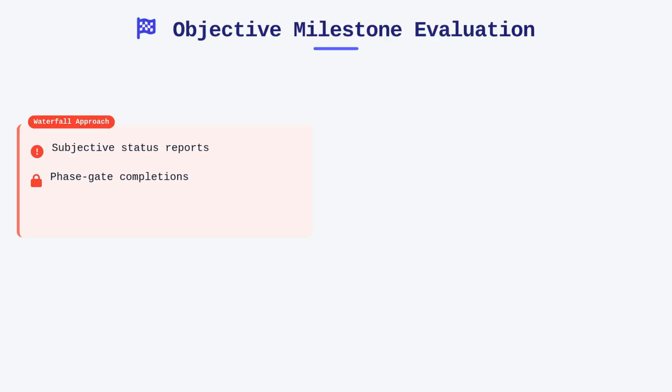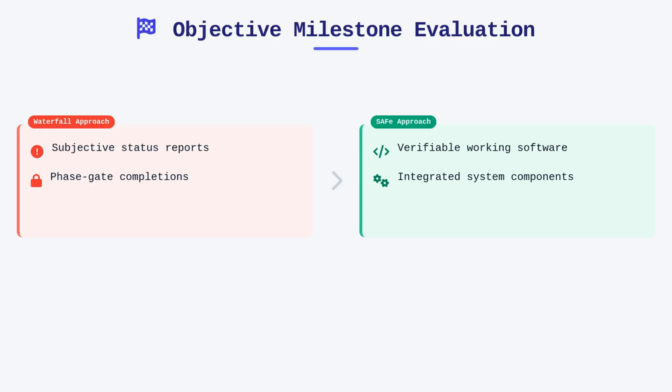Finally, we base milestones on the objective evaluation of working systems. Waterfall project management often relies on subjective status reports and phase gate completions, which provide a false sense of security while hiding the true state of progress. In SAFe, a milestone is only truly achieved when there is verifiable, working software that integrates the various components of the solution. This requires that we have the infrastructure to build, test, and deploy frequently, even if we are not ready for a production release.